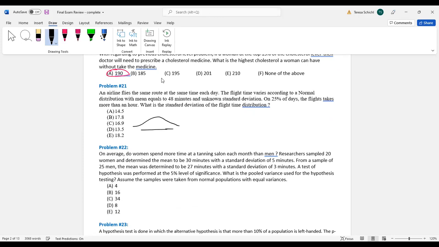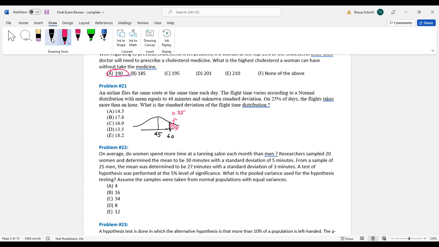So these ones here, they give you the mean here is 45 minutes, right? Then they said only 25% of the days the flight takes more than an hour. An hour is 60 minutes here, right? So that means more than, over here. So what is the percentage here? This is 0.25, correct? And now I want to find the standard deviation here.